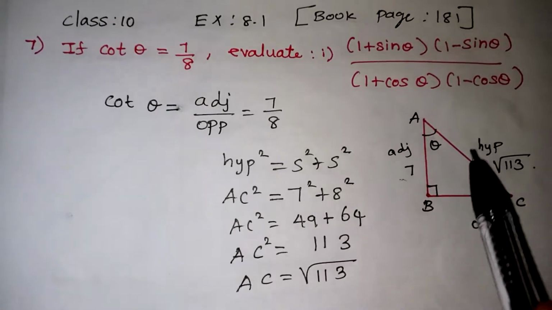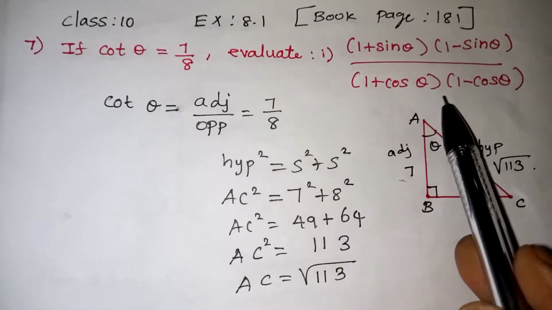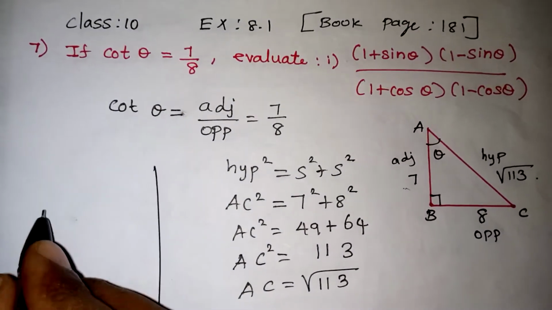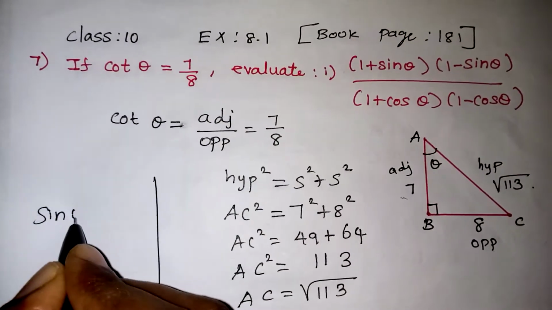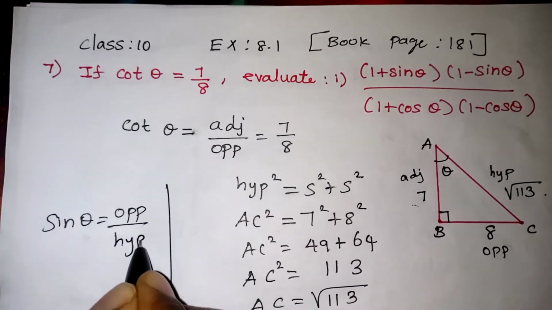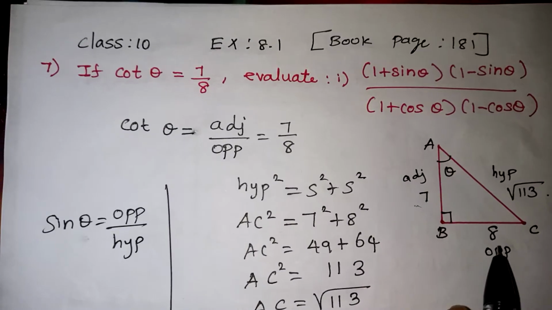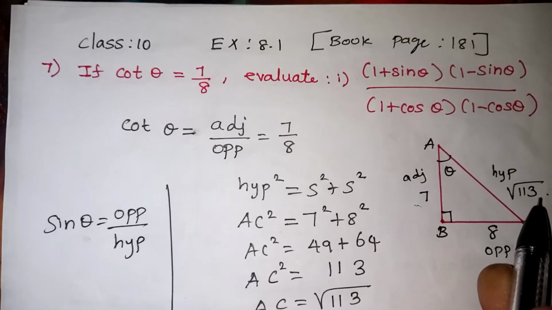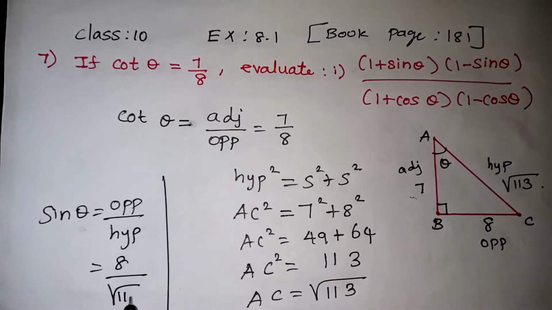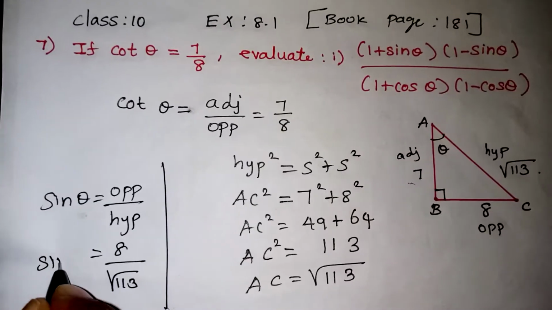Now we need to find out the sin theta and cos theta values. So let us find the sin theta and cos theta first. Sin theta is equal to, we know the formula, opposite by hypotenuse. Now for the opposite side we have 8, and the hypotenuse is root 113. So 8 by root 113 we should take. This is the value of sin theta.